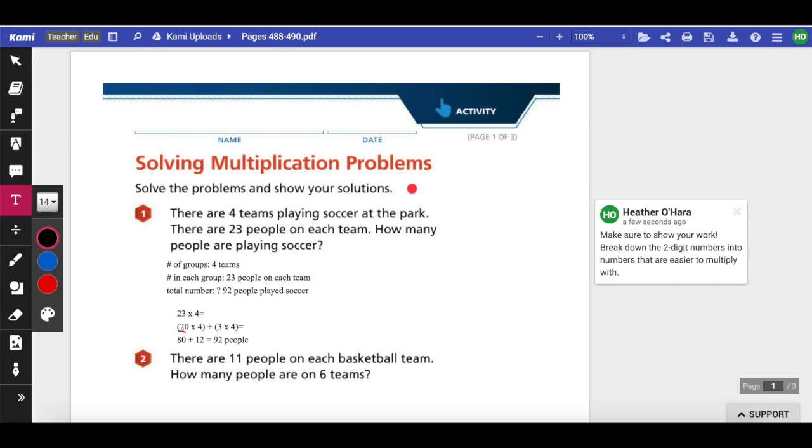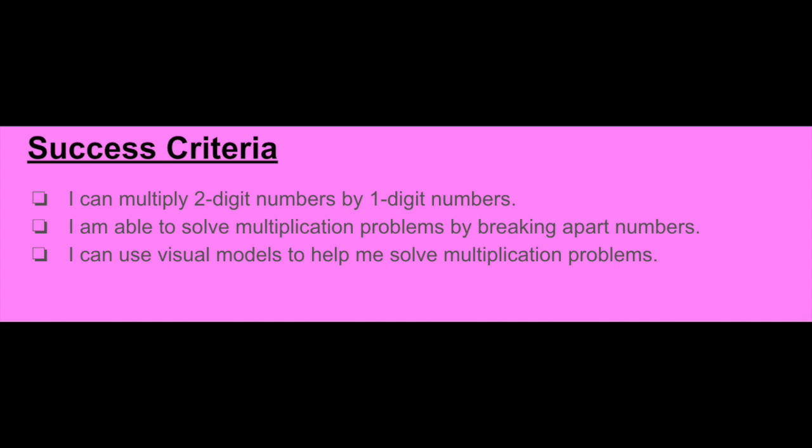Now let's take a look at your success criteria that you should accomplish by doing both this have to and by watching this video. Your success criteria for today is that you should be able to say, I can multiply 2-digit numbers by 1-digit numbers. I'm able to solve multiplication problems by breaking apart numbers, and I can use visual models to help me solve multiplication problems. So if in case it's difficult for you to be breaking apart the numbers like I have been doing, you can also just draw a picture.